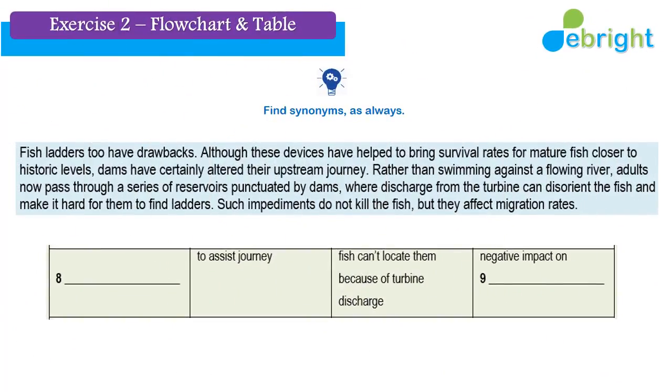As for number 8, the first column is engineering object, so you need an engineering object, a noun. So the object is fish ladders, so you should write fish ladders in the first column over there. And then the keyword for number 9, negative impact on, the keyword is impact. So you've got affect over there. And the answer is migration rate. So you should write migration rates for number 9.